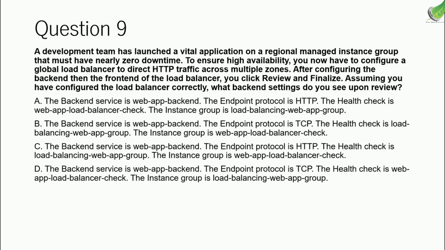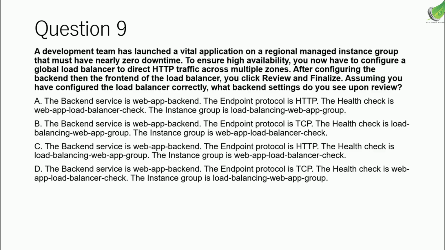Now let's look at option B. This is incorrect due to a fundamental error. The protocol is set to TCP. A global external HTTP load balancer is a layer 7 load balancer that operates at the application layer. Therefore, the protocol must be configured as HTTP or HTTPS. TCP is used for layer 4 load balancers. On top of that, the names for the health check and the instance group are swapped, which doesn't make logical sense.